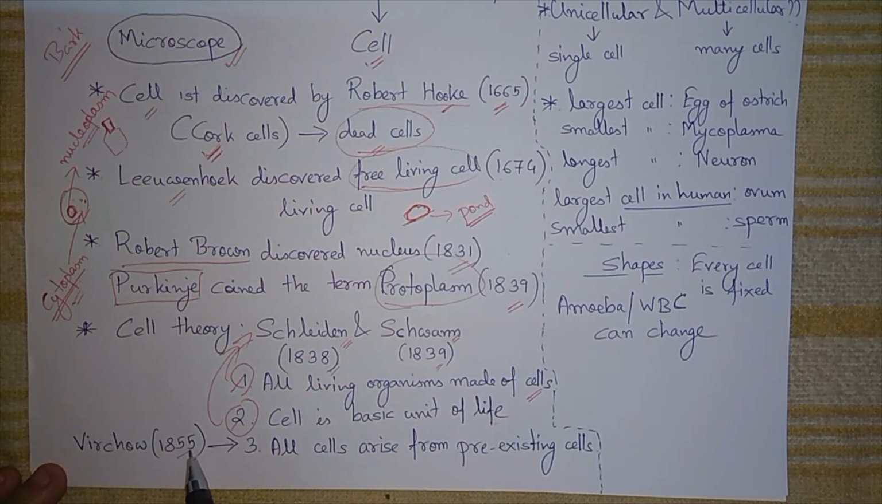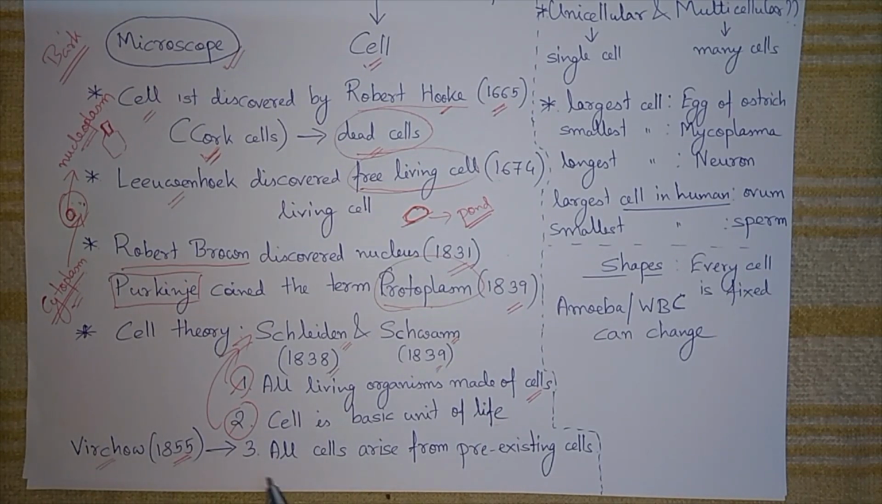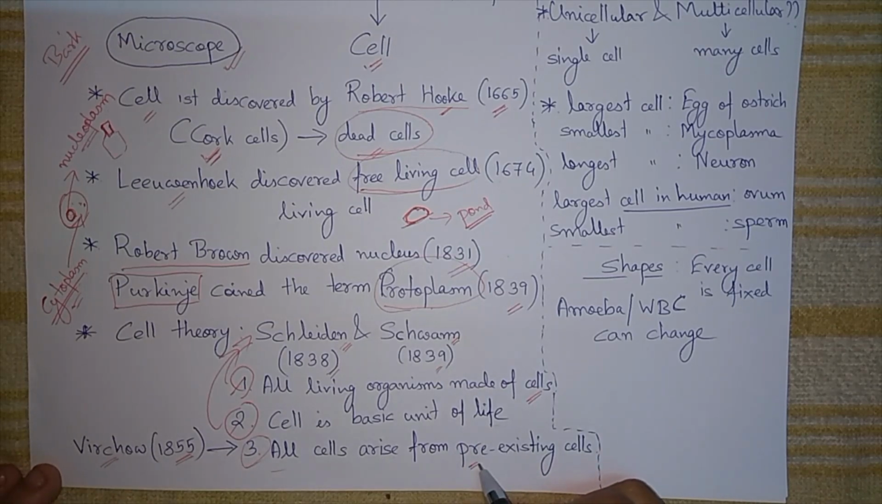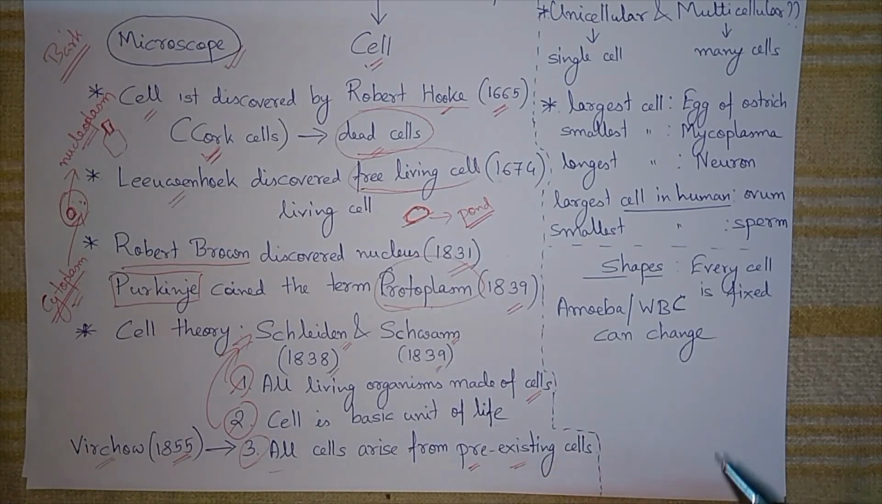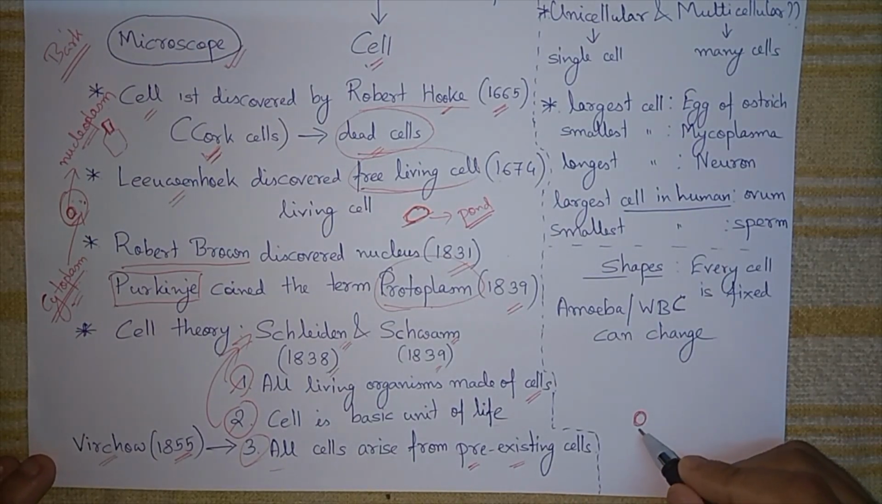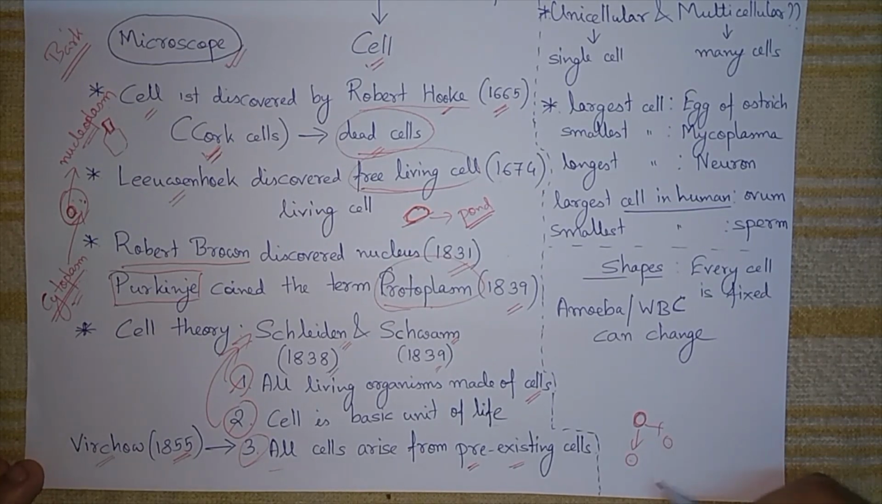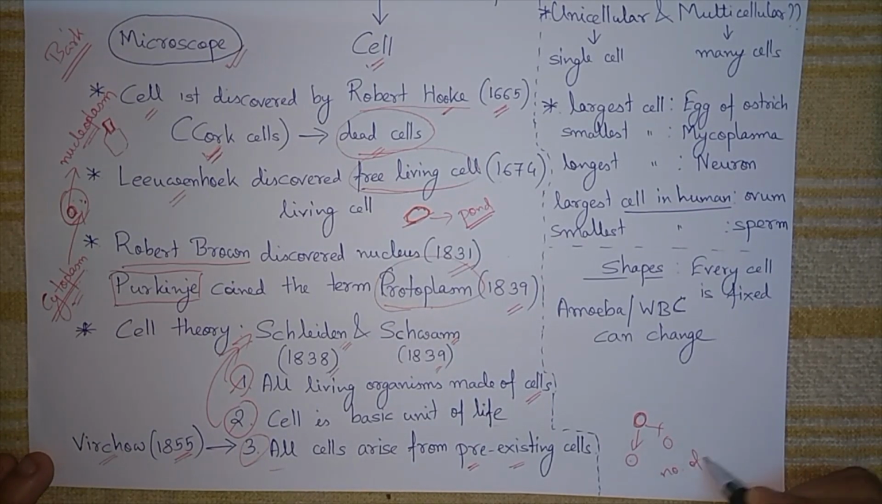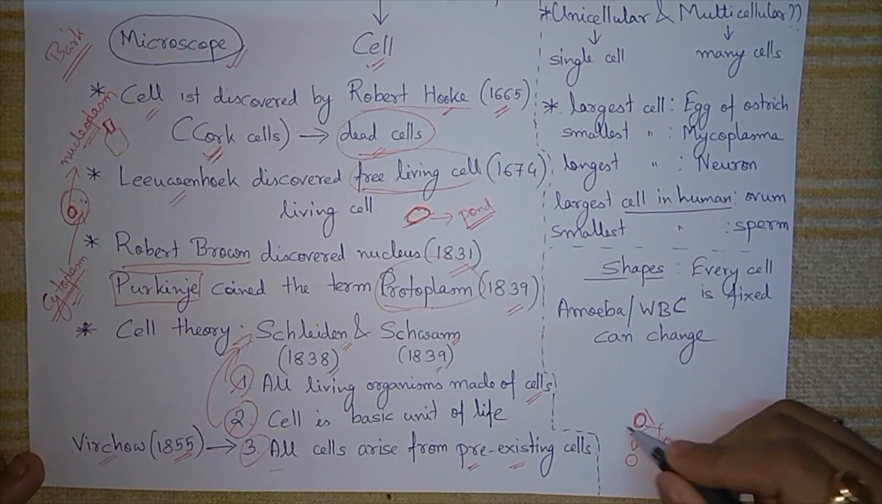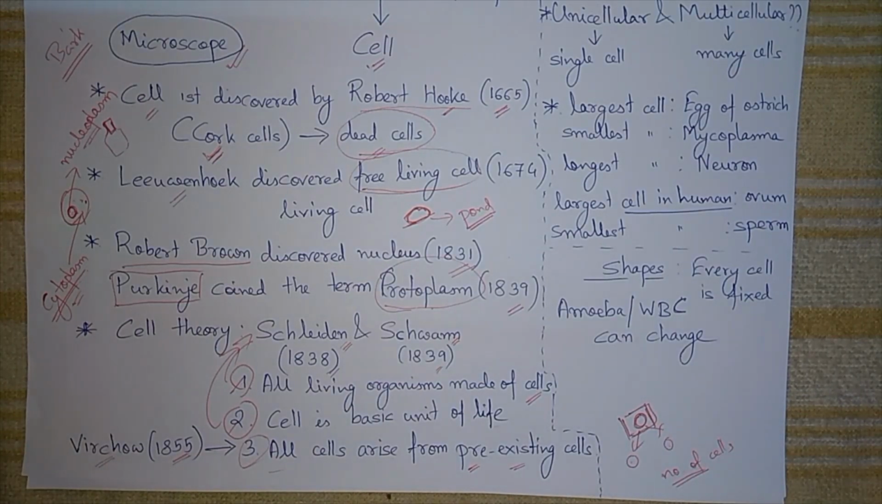Virchow later, in 1855, gave another point, the third point, which is also very important: all cells arise from pre-existing cells. Pre means earlier, existing means present. So earlier we had a cell. From this cell we can get 2, 3, many cells, but these new cells must have come from a living cell.